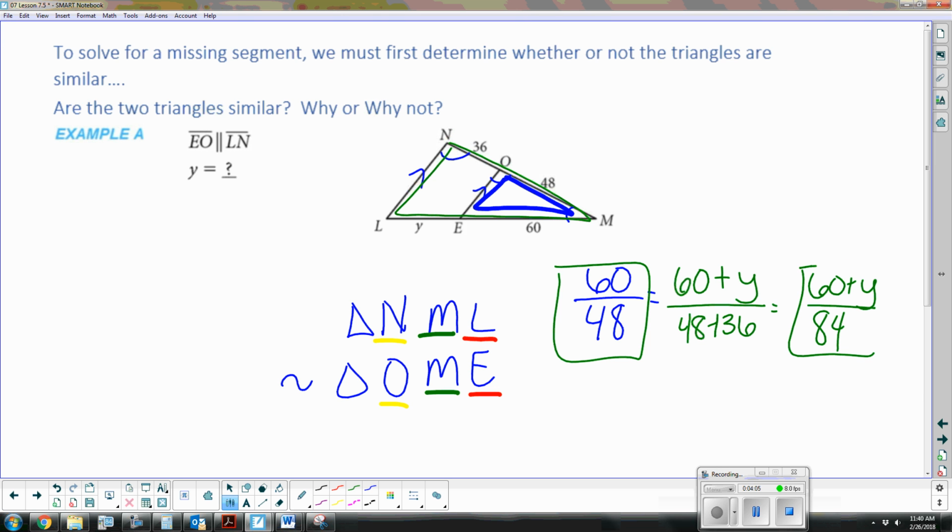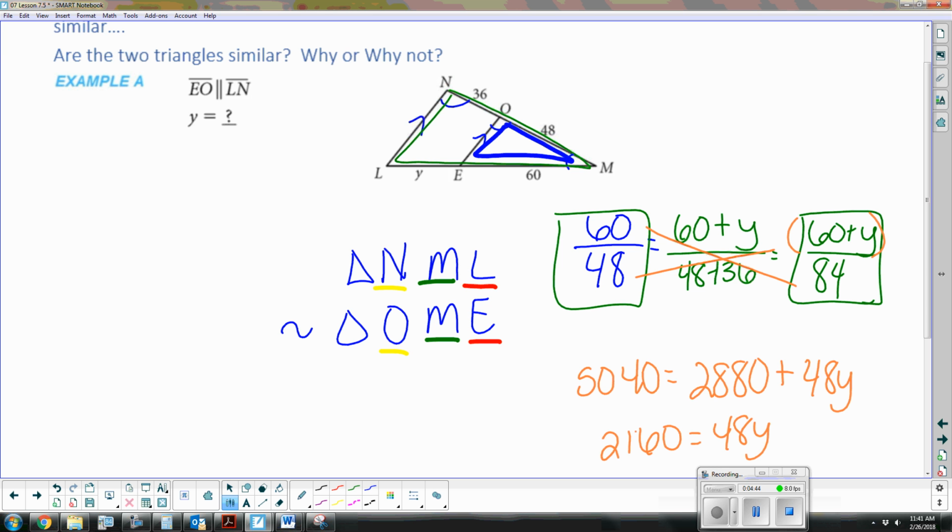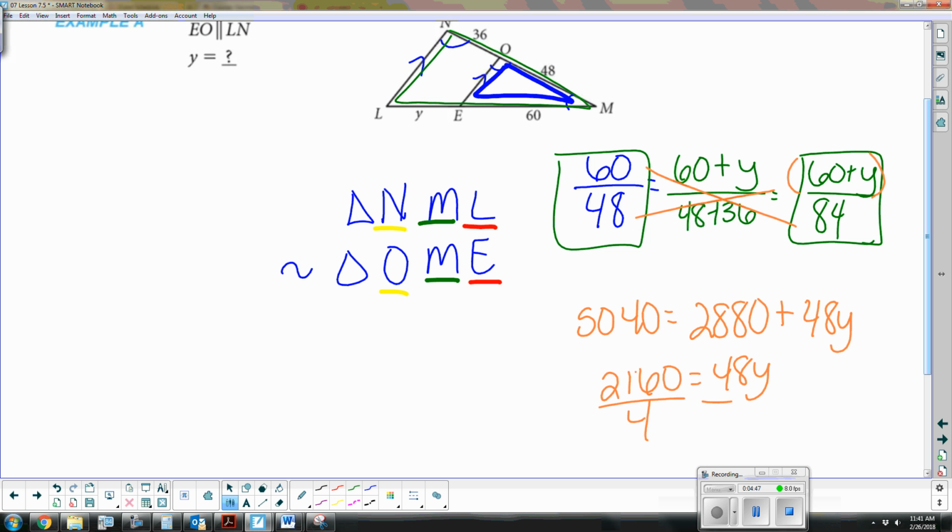Now we have these two proportions, and we can cross multiply in order to solve for y. So 60 times 84, which is 5040, is equal to 48 times this whole group. 48 times 60 is 2880, and 48 times y is 48y. We can subtract 2880 from both sides and we get 2160 is equal to 48y. Divide both sides by 48, and we get y equals 45.